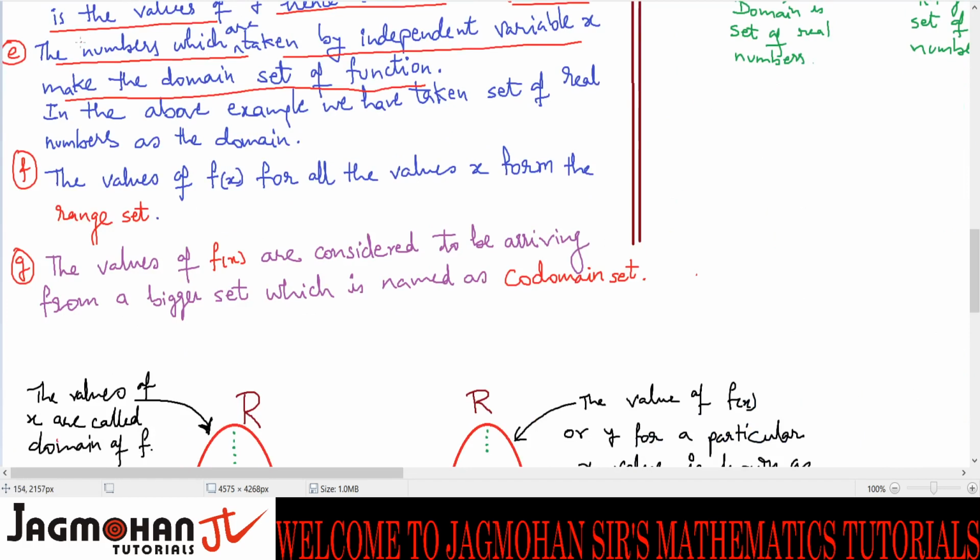So the point that we did was the numbers which are taken by independent variable x. And just now I taught you what numbers are taken by independent variable x. All the permissible values will go to the x. And what are permissible values? The permissible values will be decided by the function. Looking at the function or working on the function, we will come to know whether a particular x value is permissible or not.